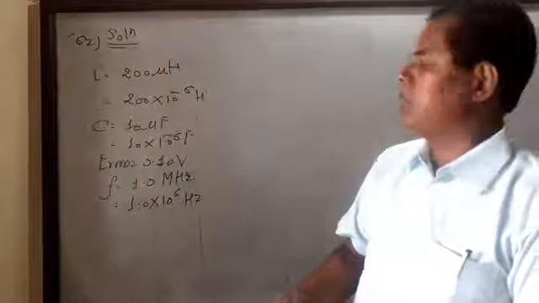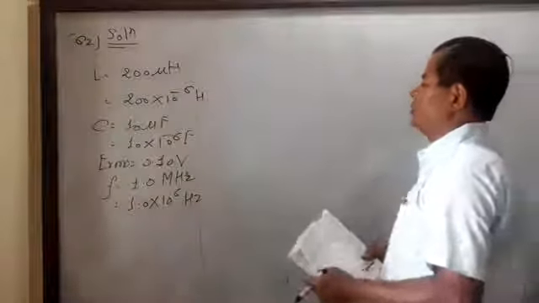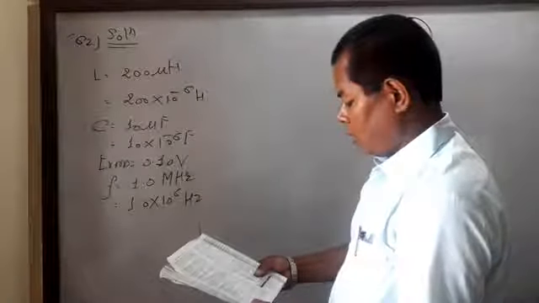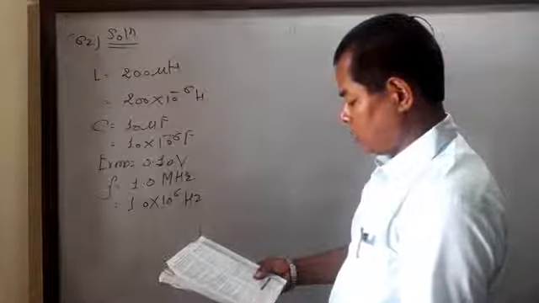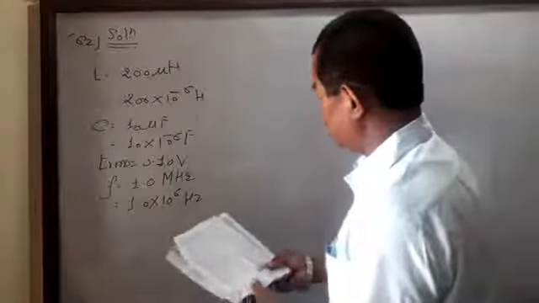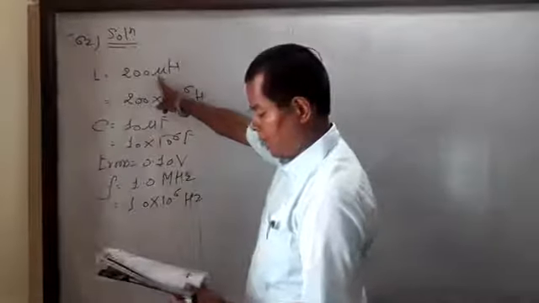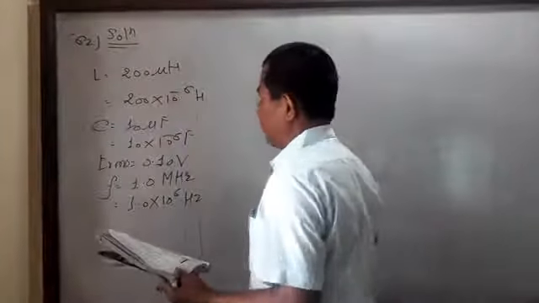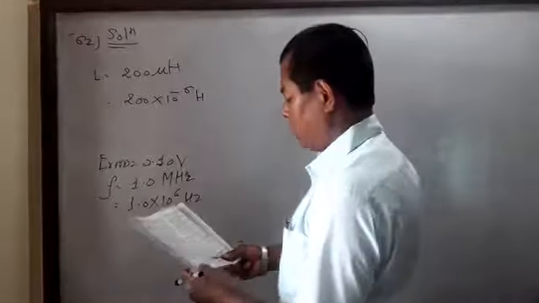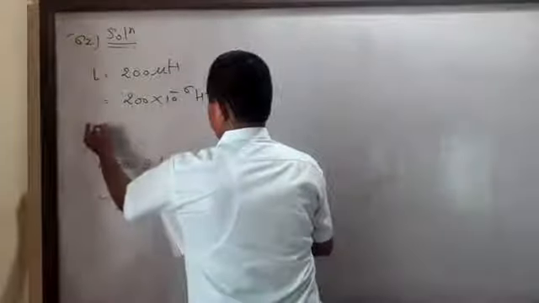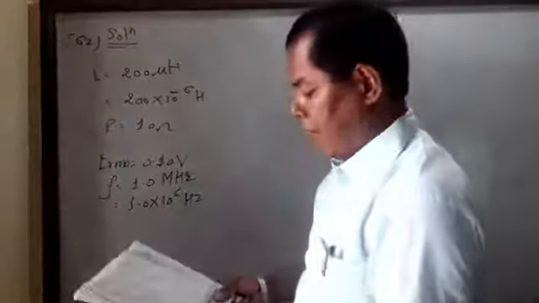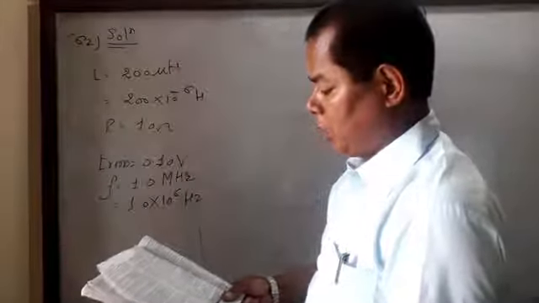Then we have to calculate the capacitance to give resonance. Oh, sorry, here I made a mistake. Here is 200 microhenry. Note, C is not given here; R is given to us, 10 ohm. Calculate the capacitance to give resonance.